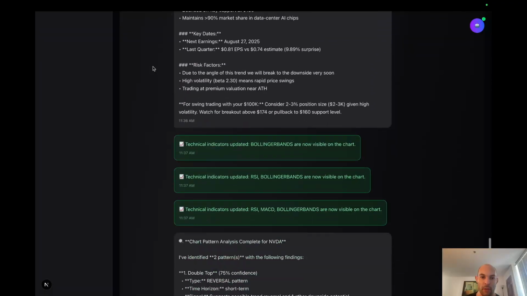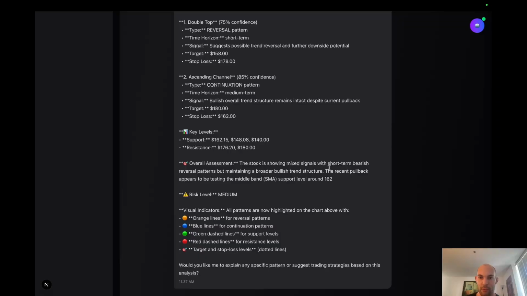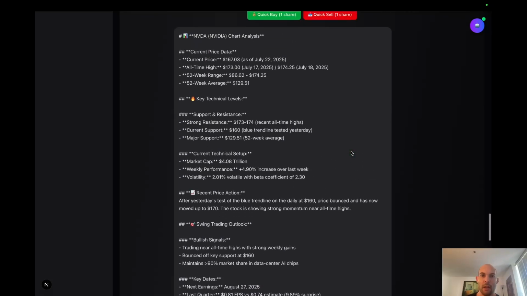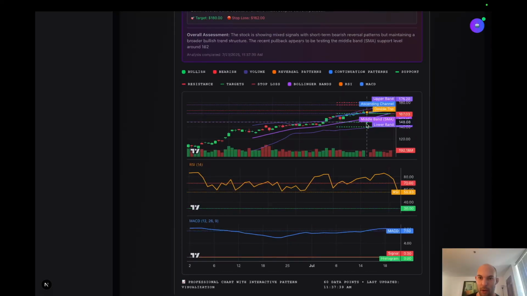Awesome. Okay, so it gives us a rundown over here. I've identified two patterns with the following findings. What are they? A reversal pattern, a double top reversal pattern, an ascending channel. Overall assessment, the stock is showing mixed signals with short-term bearish reversal patterns, blah, blah, blah. Risk levels medium, and then it gives you a legend down here. So a lot of this response is what I want to fix today. So this is what I was talking about.